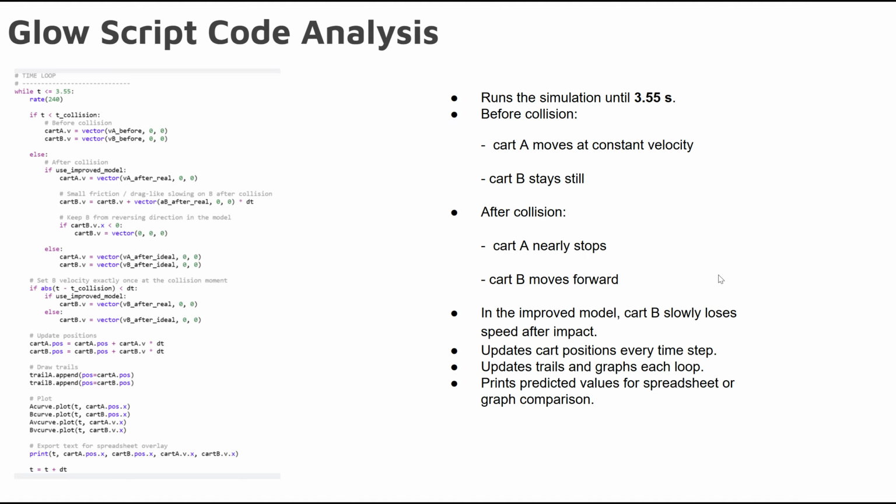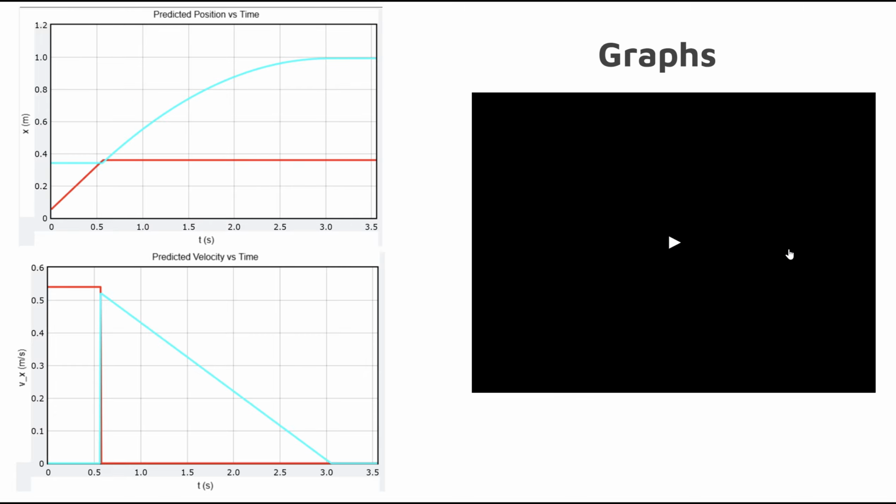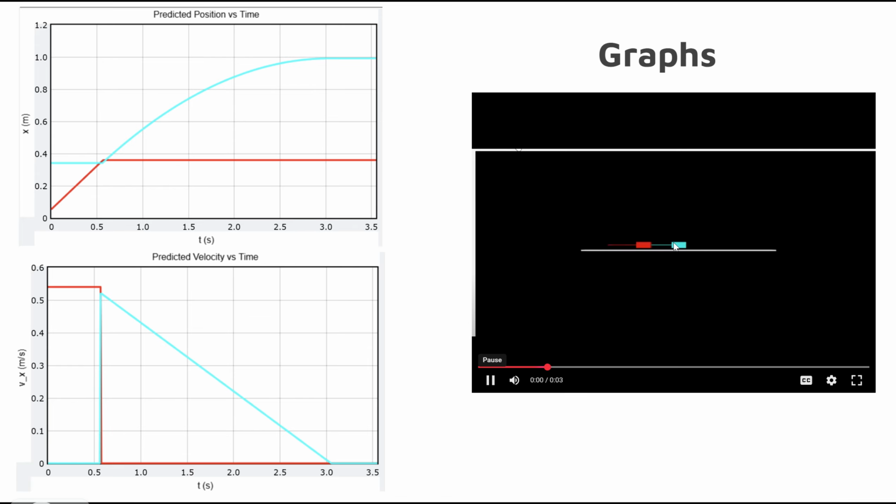In the improved model, cart B slowly loses speed after impact. It updates the cart's position after each time step. It updates the trails and graphs during each loop, and it prints the predicted values for spreadsheet or graph comparison. Here are our graphs, and here's my model.